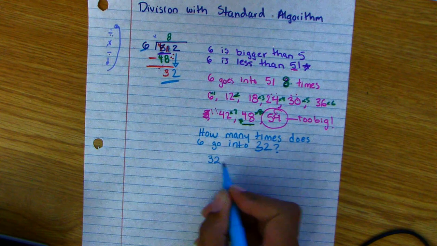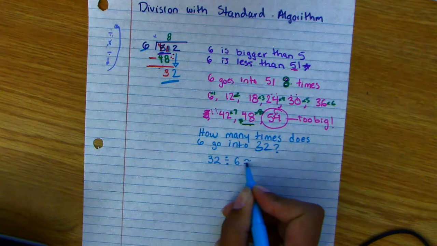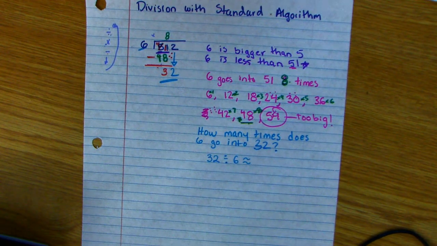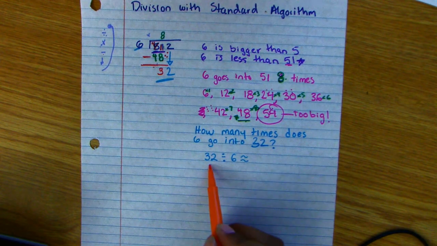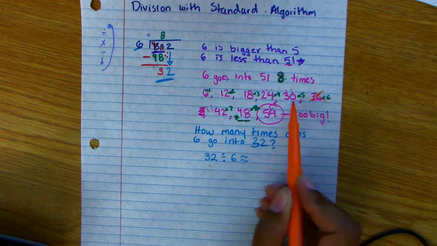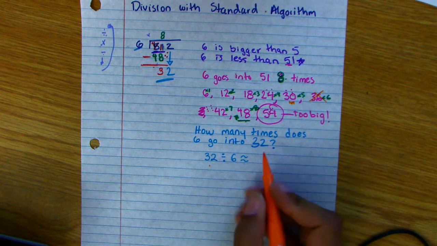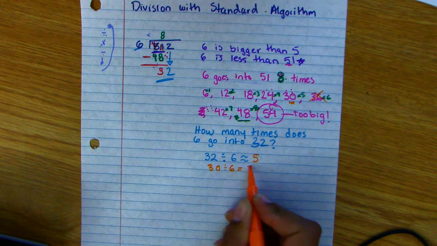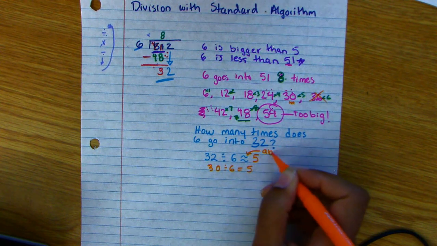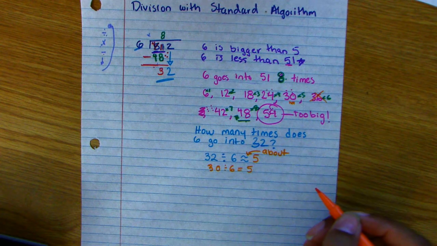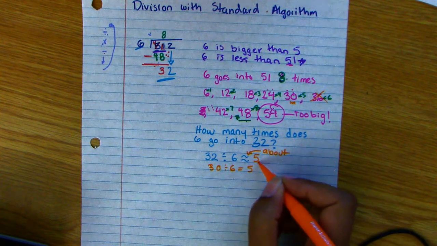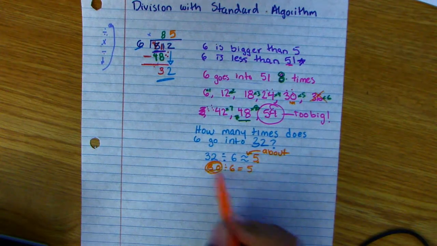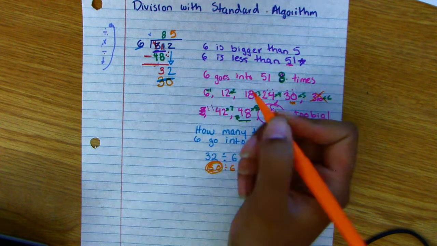So 32 divided by 6 is about what number? Instead of rewriting, I'm just going to look at what I did before. I'm seeing that 36 is too big, so 30 would be just about right. I know that 30 divided by 6 is 5. So 32 divided by 6 is about 5. I put that 5 above my 2, and I'm putting my 30 below my 32.